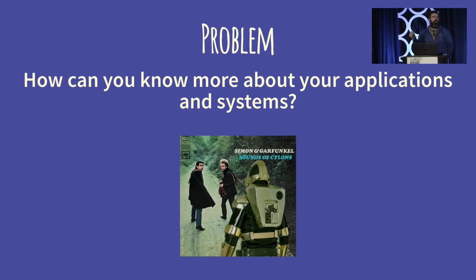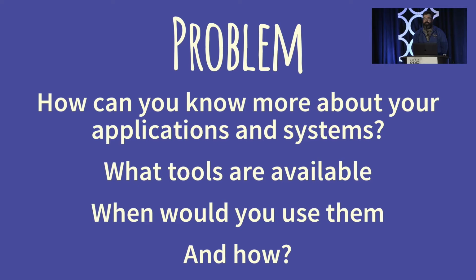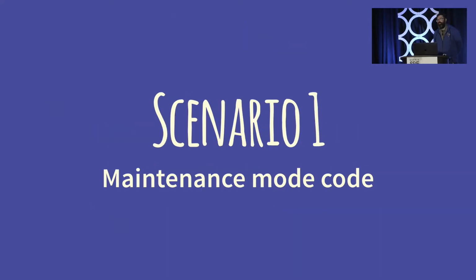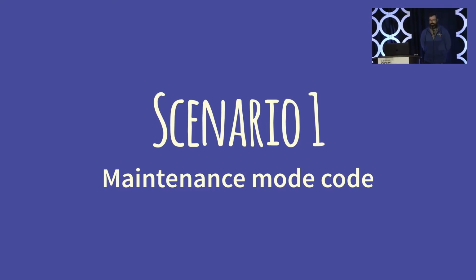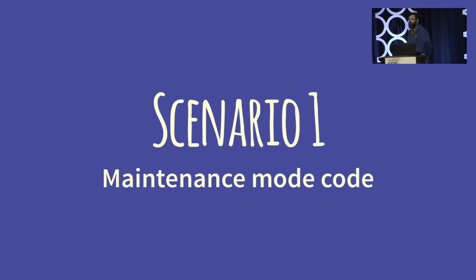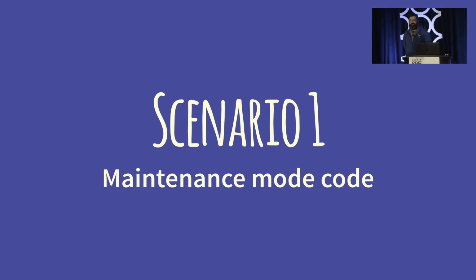So, how can you know more about your applications and systems? What tools are available? When would you use them and how? Let's say it's 9:30 a.m. on a Tuesday. You're getting coffee and see a message from a director of information security that there's a suspected security issue with an application running in prod. And nobody who was here when it was written still works here. You're now on the hook for figuring out whether it's vulnerable, whether it's being exploited, and what might be done about it if either of those things is the case.